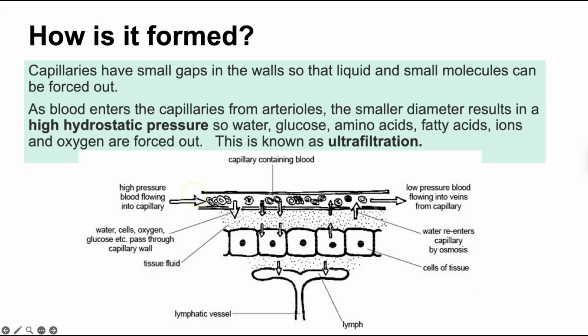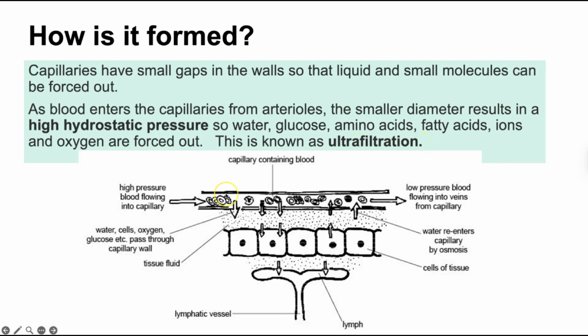At the arterial end, there is a high pressure. And that high pressure is originally generated from the contraction of the left ventricle in the heart. And then also the arterioles have a wider diameter than the capillaries. So going from that larger diameter to a smaller diameter with the same volume of blood increases the pressure. And we call this high hydrostatic pressure. And because there's such high pressure, anything that's small enough to fit through those gaps between the cells in the capillaries is forced out, and that's known as ultrafiltration.